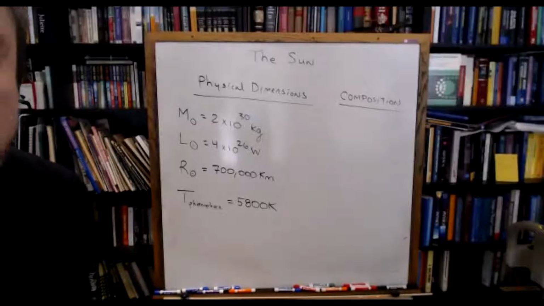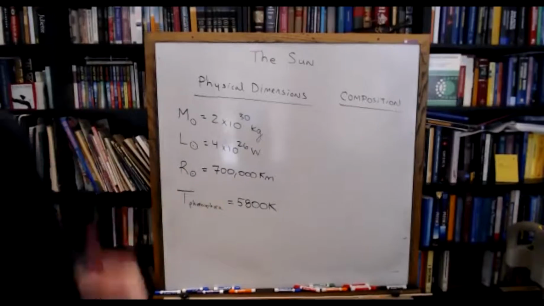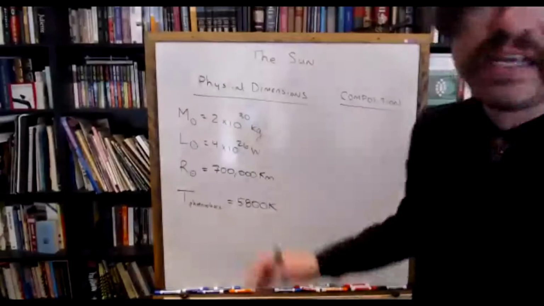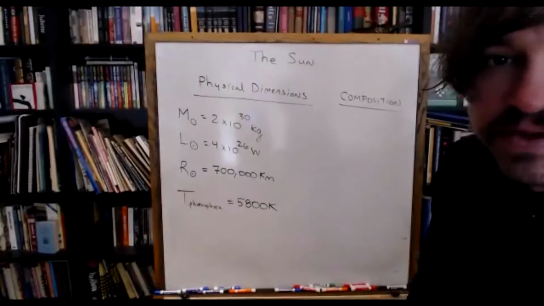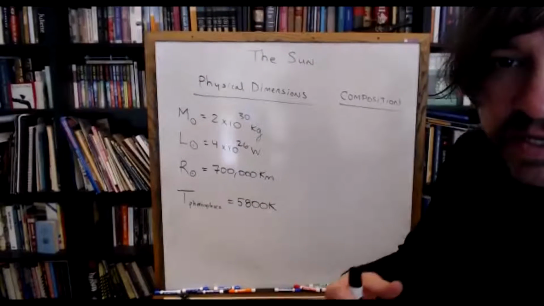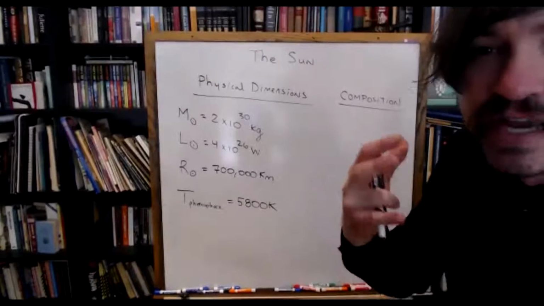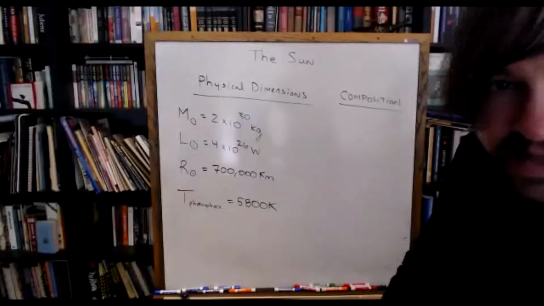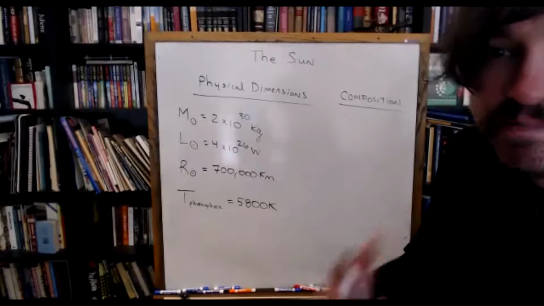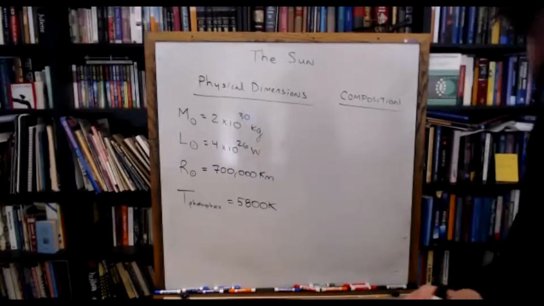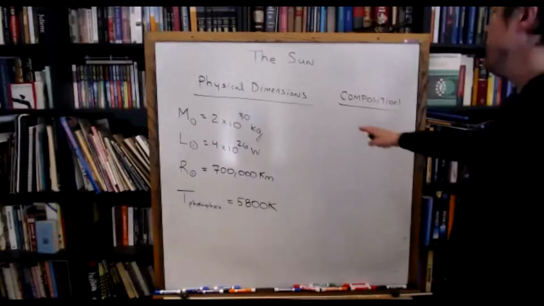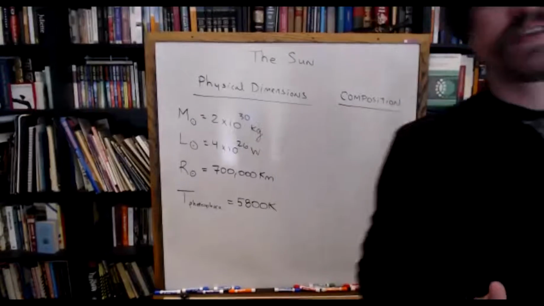These are numbers that scientists had to do painstaking work to measure, but we kind of need to start off with these numbers so that we can make reference to them and understand just how big and how massive the sun is, how much light it's pumping out. Many other things can be understood in terms of these numbers. Next, we're going to talk about what the composition of the sun is.